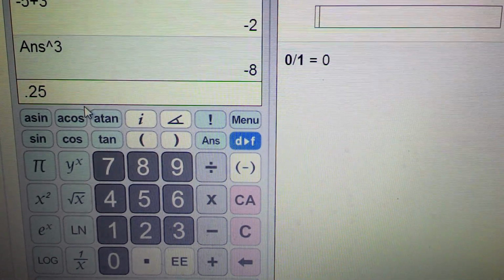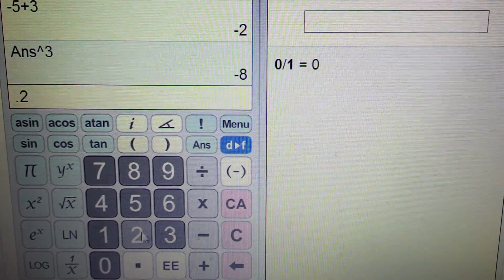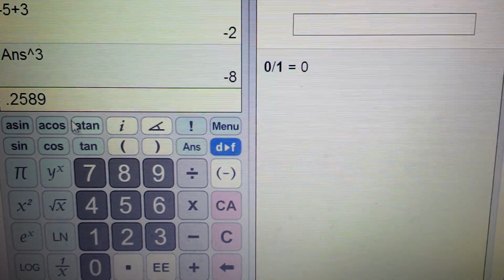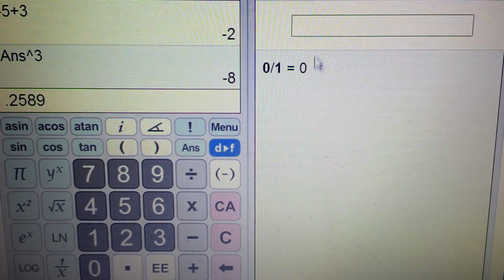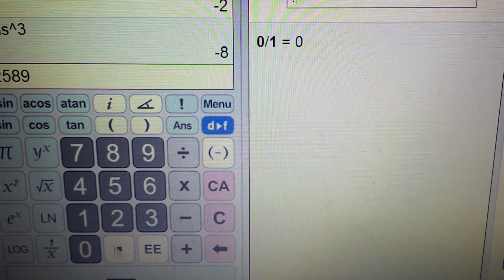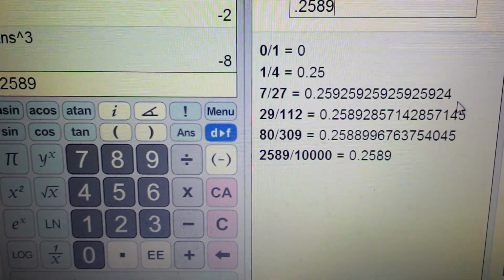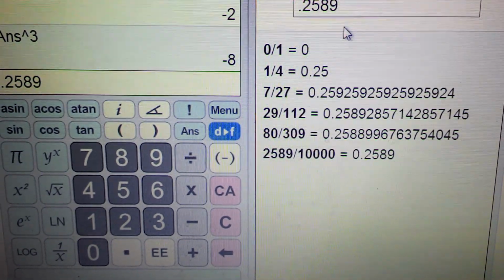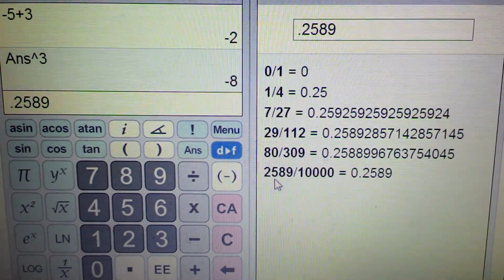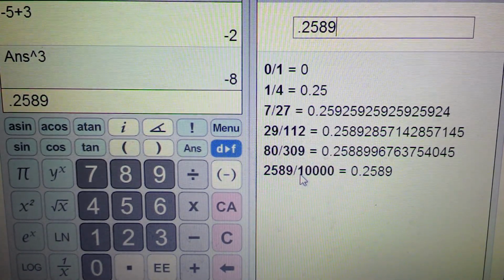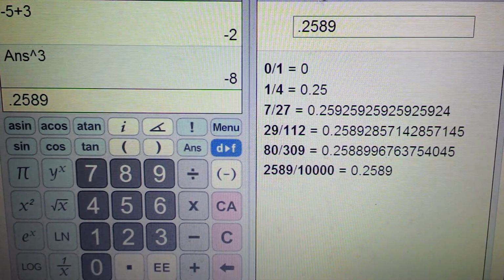Let me give you another example of what I'm talking about. All right, let's clear this out right quick. Okay, let's say we have 0.2589. Now, we want to find the fraction version of 0.2589. We want to use the most accurate fraction, and the fraction we will get is 2,589 over 10,000, which would be the most accurate fraction for this decimal.